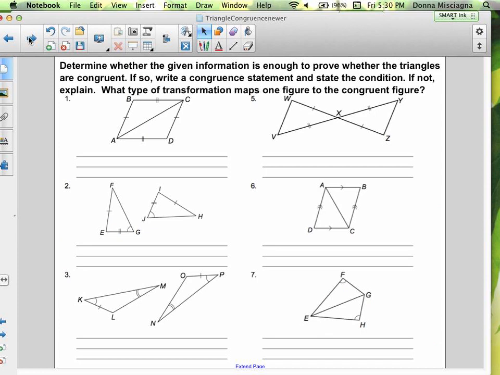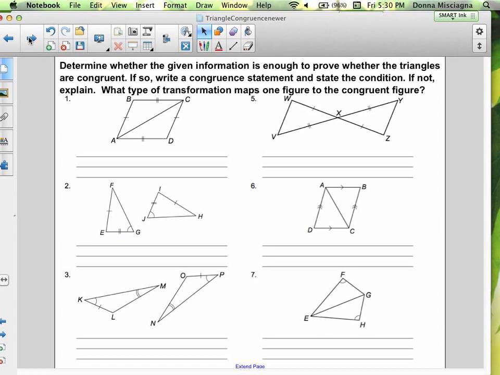We're going to determine together whether the given information is enough to prove whether the triangles are congruent. If so, we're going to write a congruent statement and state the condition. And when I say state the condition, it means which congruence postulate. Right? We have five: side, angle, side; side, side, side; angle, side, angle; angle, angle, side; and hypotenuse leg. So that's going to be very similar to the second page of your homework. As a matter of fact, it's exactly identical.